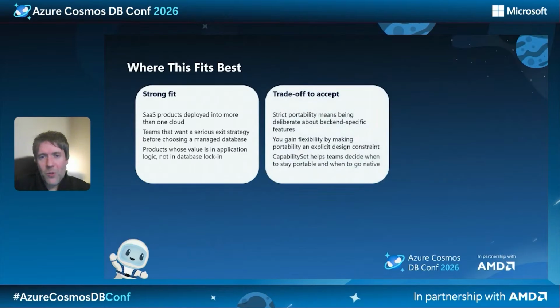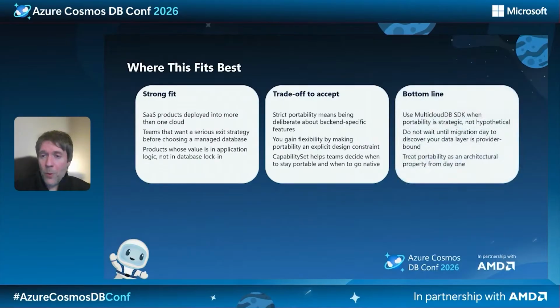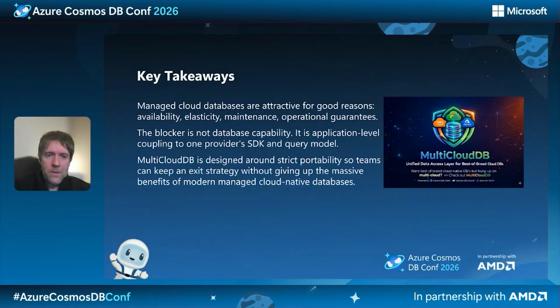Of course, there are trade-offs to accept, as there are everywhere. Strict portability means some trade-offs. Of course, you are going to get access to more granular features if you're using the native SDKs for Cosmos DB and DynamoDB and Google Spanner and so on. So bottom line, you want to be choosing this when portability and the benefits of a cloud native database are really the higher order bit for your architecture and for your strategy.